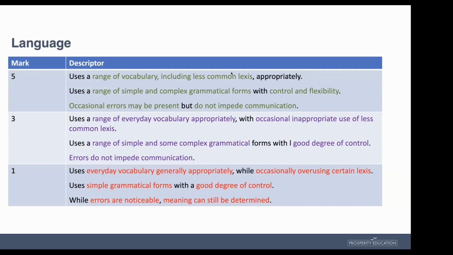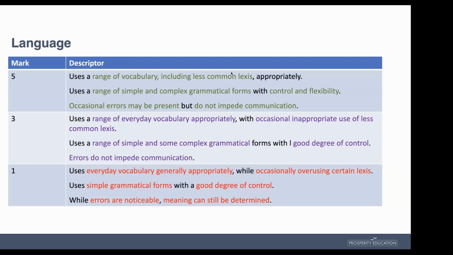And it's only really the third of those sentences in the descriptors that focus on accuracy. And for mark 5, the writing does not have to be perfect. There may be errors, but the important thing is they do not impede communication. They don't stop anybody understanding. Similarly for 3, errors do not impede communication. For 1, errors may be noticeable, but you can still work out the meaning.